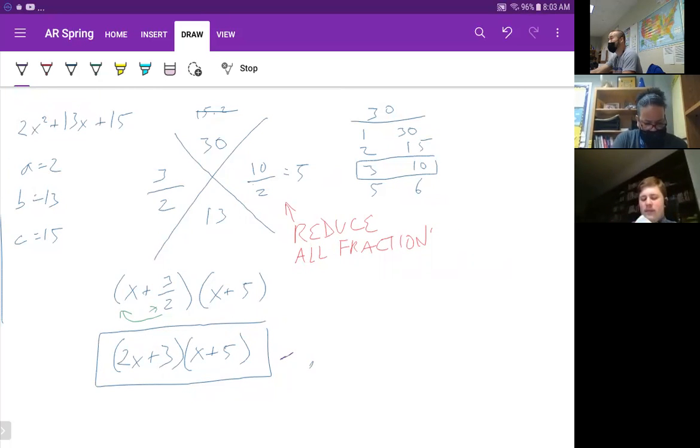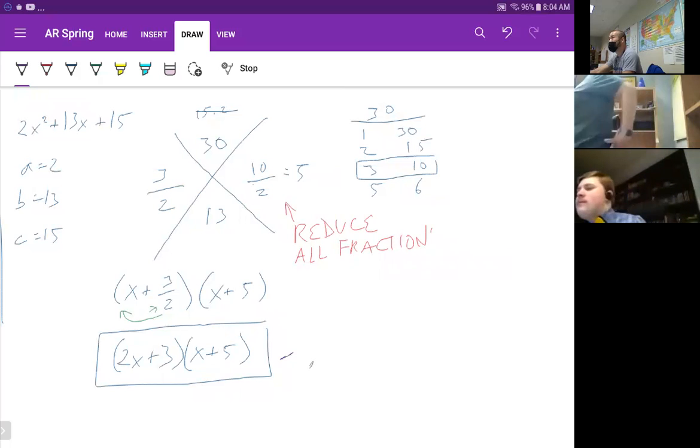And I'm going to stop it. I can find my mouse. I cannot find my mouse. There we go.